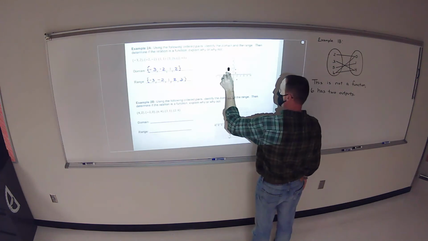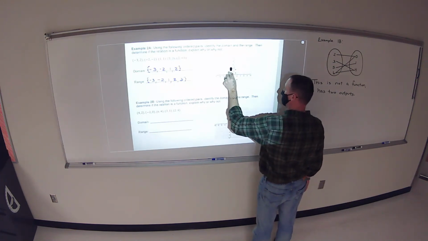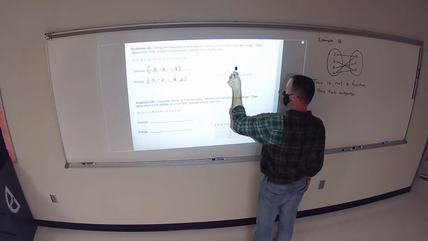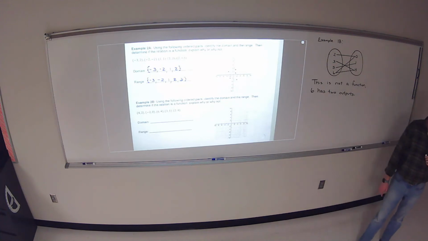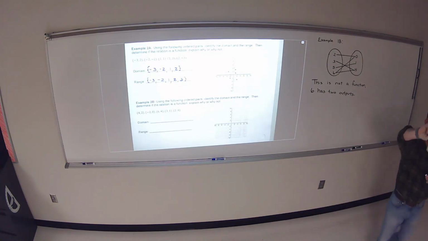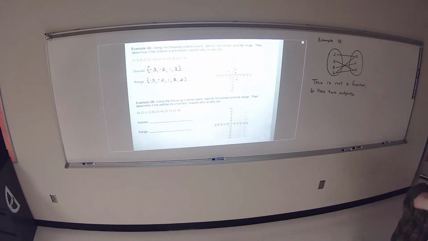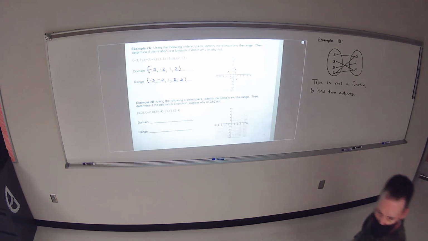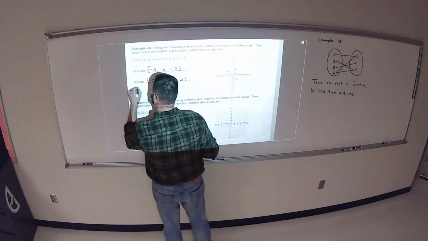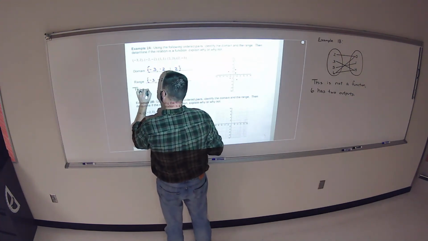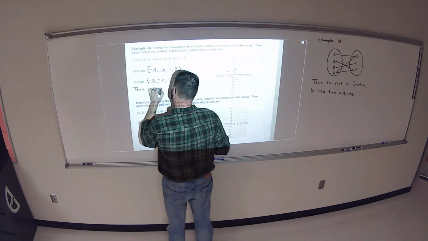Okay, is it touching 2 points here? No. Is it touching 2 points here? No. Is it touching 2 points here? Yes. So what's that tell us? It's not a function. I don't even need to worry about the last part of it. As soon as I find any spot that it's touching 2 points, this is not a function. So what we're going to be able to explain here is this is not a function.